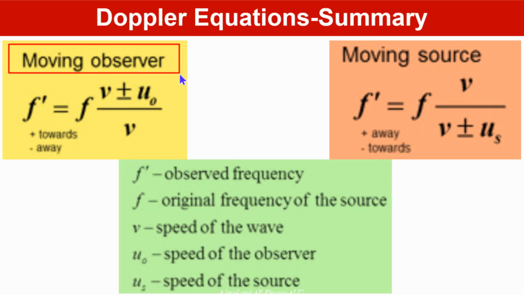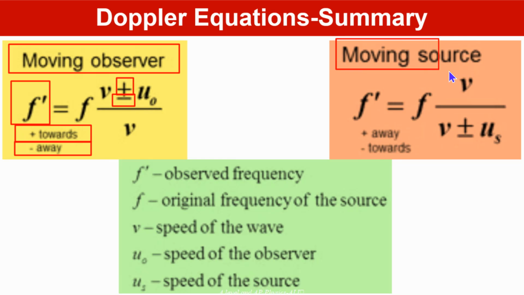The first one is only for moving observer, or you can say for moving listener, when the source is at rest. If the source is at rest and only listener is moving, you can use this equation and you can calculate the observed frequency. So if the listener is approaching, then you have to use plus sign here. And if the listener is moving away, you have to use minus sign here. Plus sign when it is approaching, simply because the observed frequency will be higher, and when the listener is moving away, he will perceive lower pitch. That's the reason we are using minus sign here.